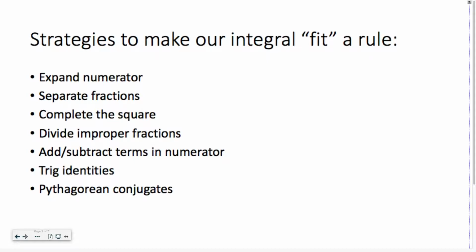Okay, so some of these we looked at yesterday, some of them we'll look at today. Okay, and then tomorrow we will get into integration by parts. Okay, favorite integration strategy of all time.